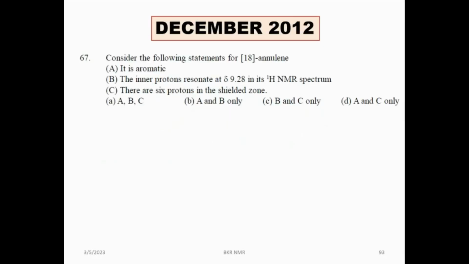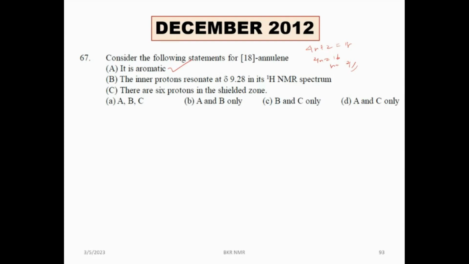Okay. This 18-annulene we have already discussed in detail. 18-annulene is aromatic. Do you agree? 18 is a Huckel number. Yes, 4n plus 2 is equal to 18, 4n is equal to 16, n is equal to 4. So it is aromatic. It is cyclic, all the carbons have a p orbital, it is planar. It is aromatic.